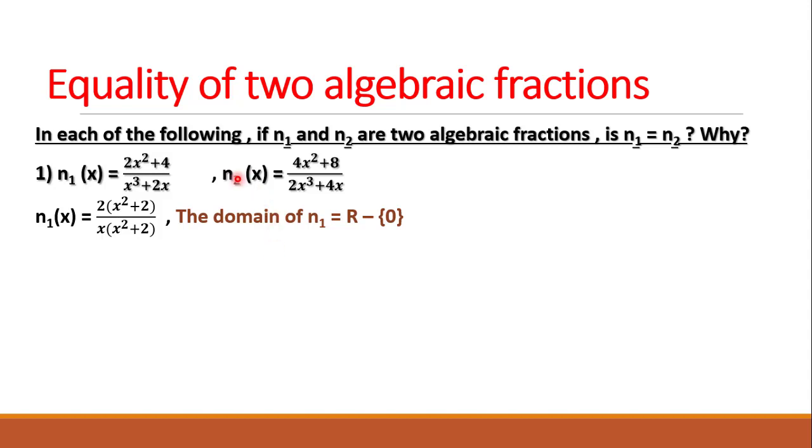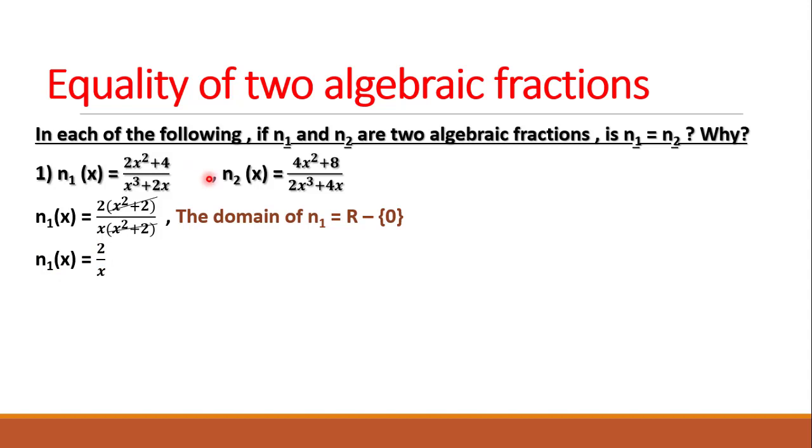We will do the same for n2. We have here 4x power 2 plus 8, so I can take 4 as a common factor. Here also we can take 2x as a common factor. Okay, after simplifying, n1 of x will be 2 over x.